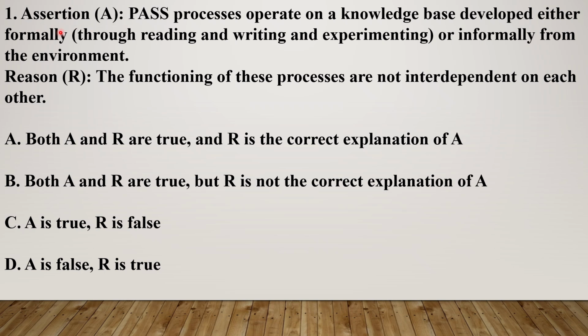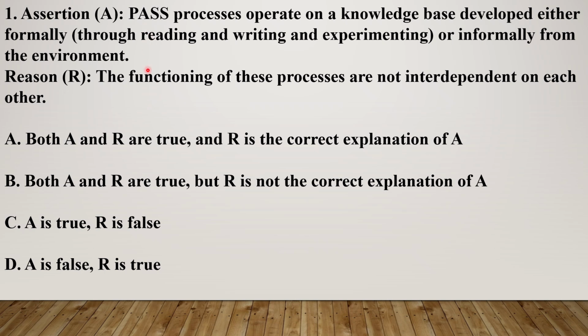First is the assertion and second is the reason. To solve this assertion based question, we need to read the assertion first, find out whether it is true or false. Then we need to read the reason part. We need to find out whether the reason statement is true or false.